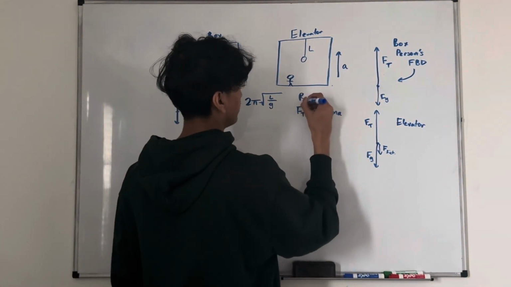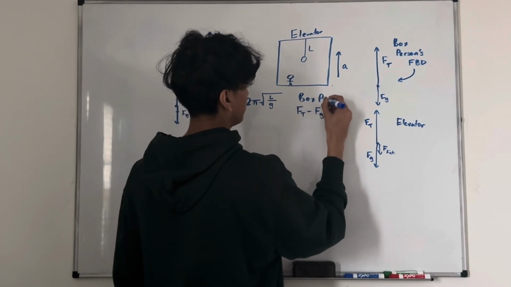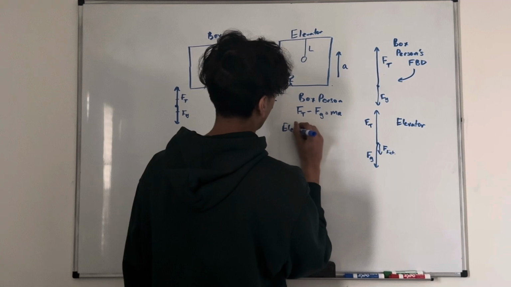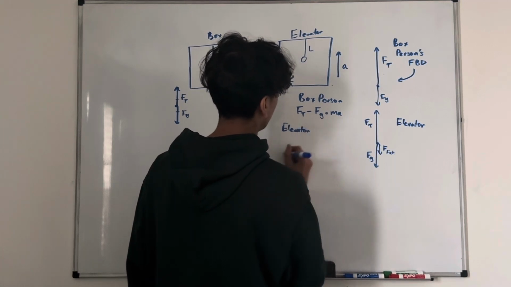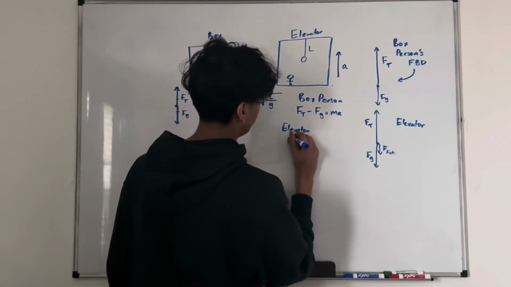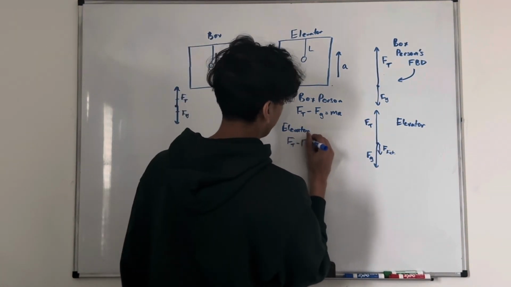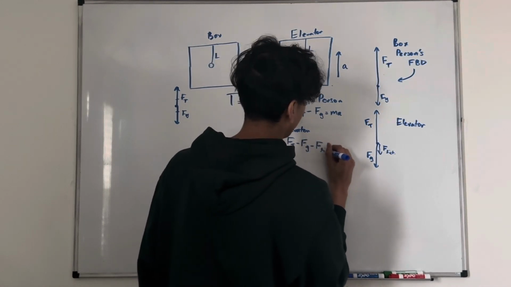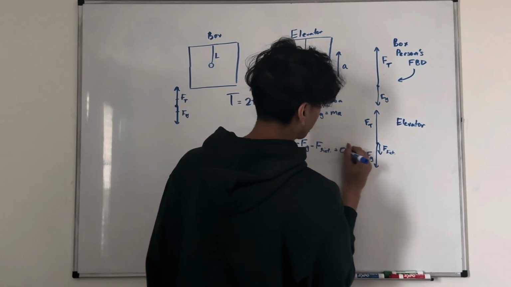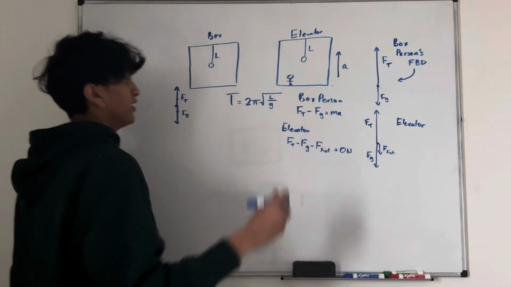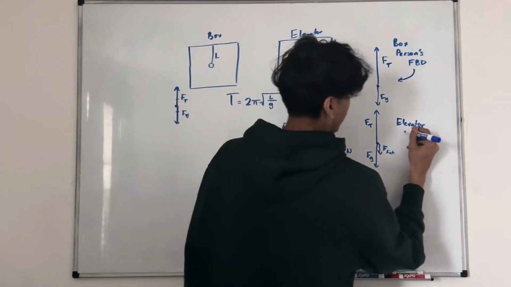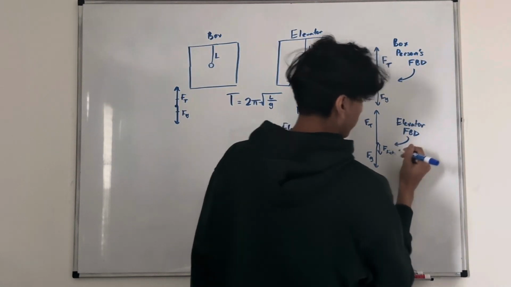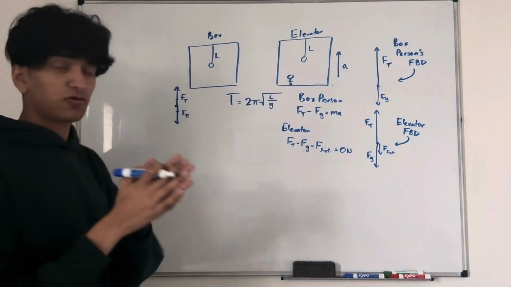box person, and then for the elevator person, your FBD would be like so: Ft minus Fg minus that fictitious force is going to equal 0 newtons, right? So there's that fictitious force. Awesome. Now, here's what's kind of cool.